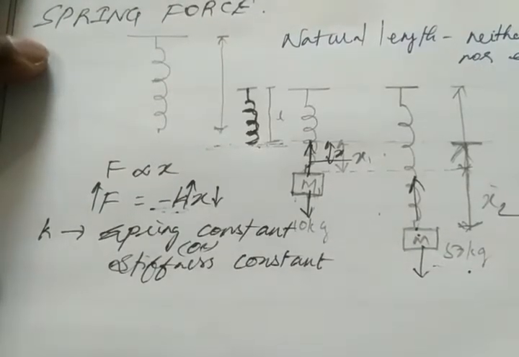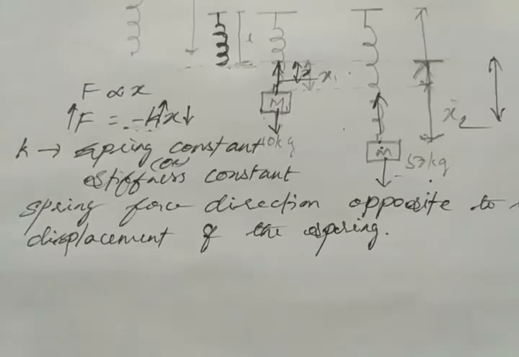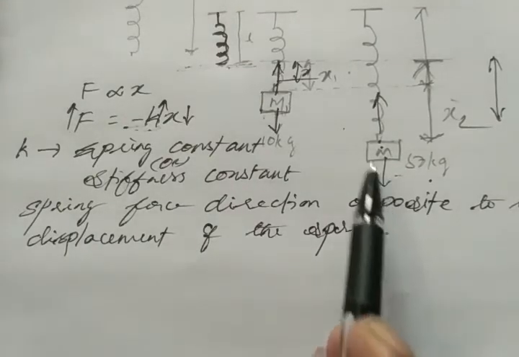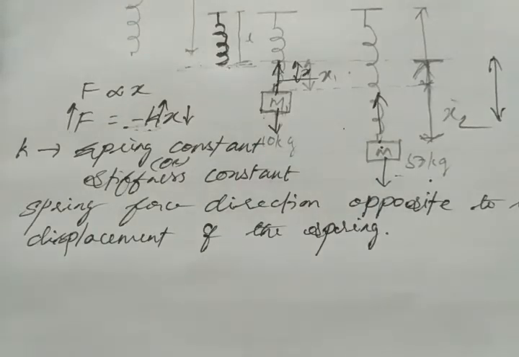Because of spring force. Spring force always acts in the direction opposite to the displacement length. Can you get my point? So the spring force direction is opposite to the displacement of the spring. Here displacement is downwards and spring force is acting upwards.